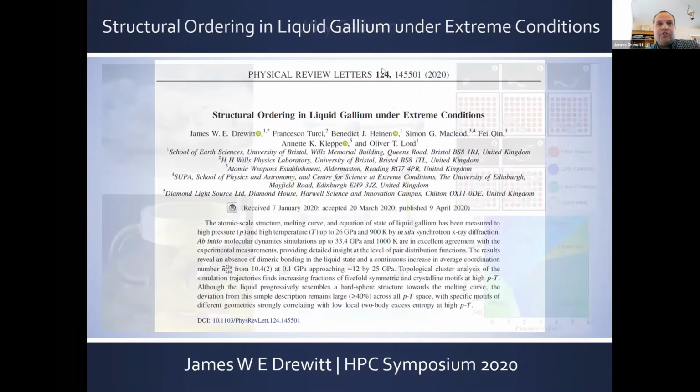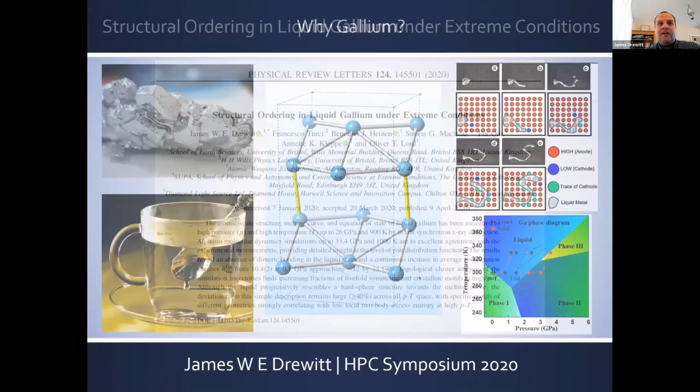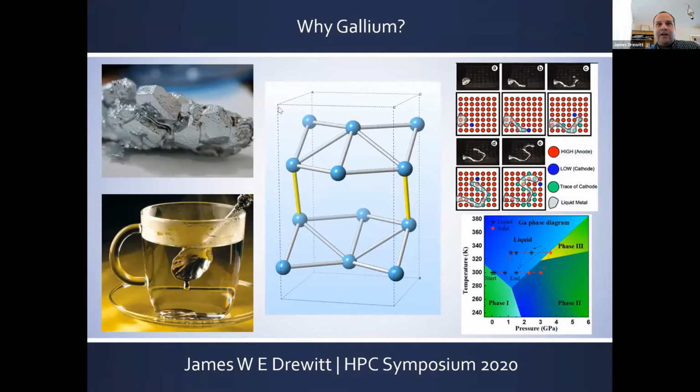So why did I choose to look at gallium and liquid gallium? Gallium's a remarkable element at room conditions. It crystallizes into a complex orthorhombic structure with mixed metallic covalent bonding, including these gallium-gallium dimers indicated by the yellow bonds. And this bonding gives rise to some unusual characteristics, including an enormously low melting point. So it will melt in your hand, and as this figure shows, also in your tea.